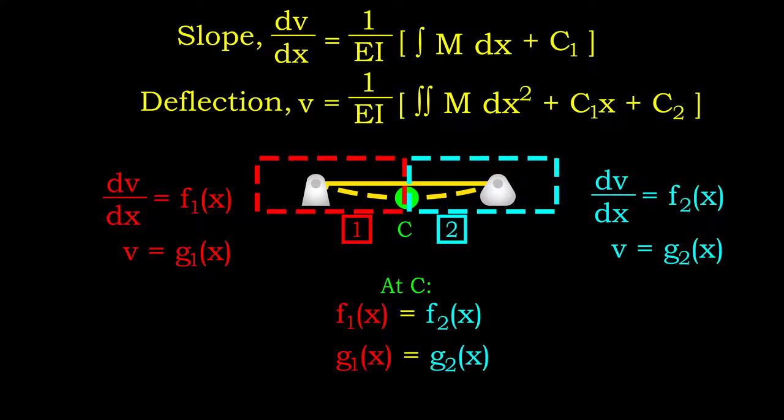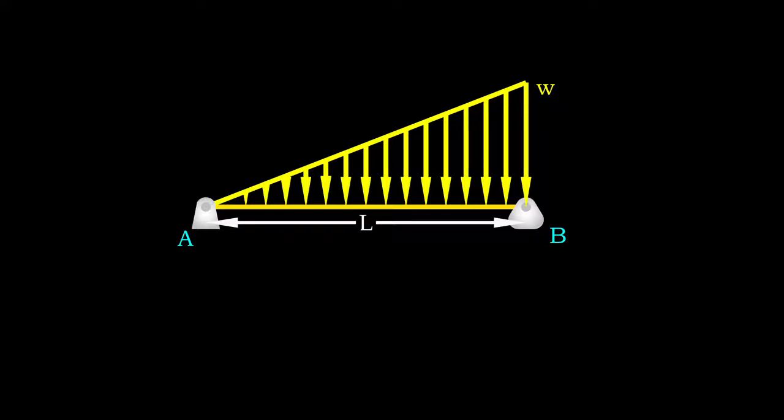We may need to look up continuity condition if boundary condition alone is insufficient for us to solve the unknowns. Let's say we have two different curve equations for portion 1 and 2 of a simply supported beam. At point C, the value obtained from first equation should equal the value calculated using second equation. Let's look at a simply supported beam subjected to uniformly distributed load with increasing intensity. The length of beam is L, and the peak magnitude of the load is W.